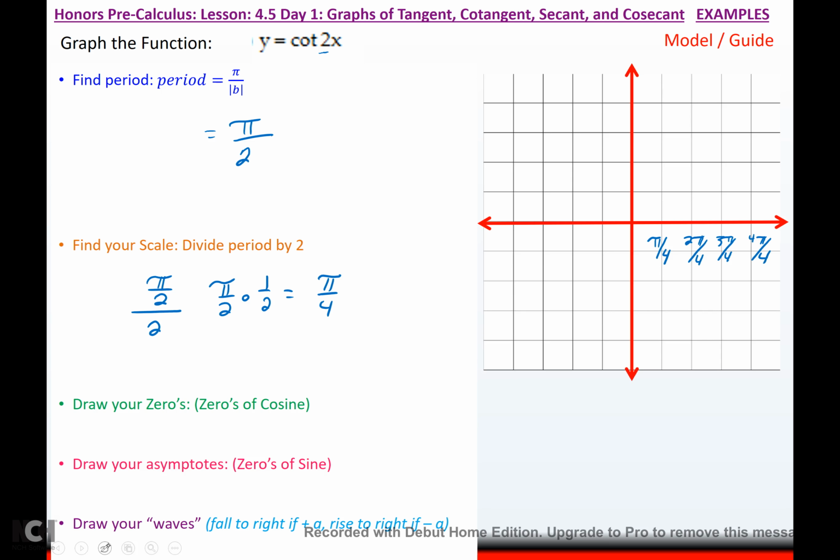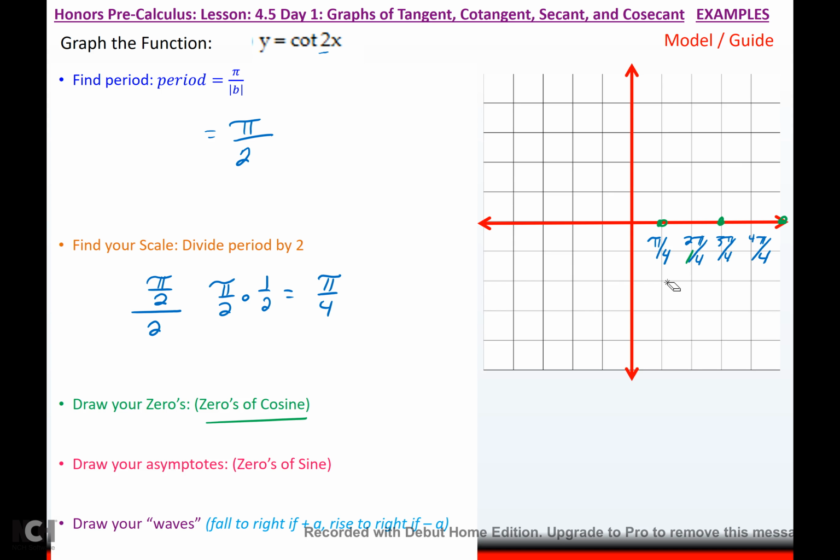Alright? If I was doing cosine, the zeros would be amplitude, 0, amplitude, 0, amplitude, 0. Okay? So I've got the zeros of cosine in green. Those are going to be the zeros of my cotangent function.